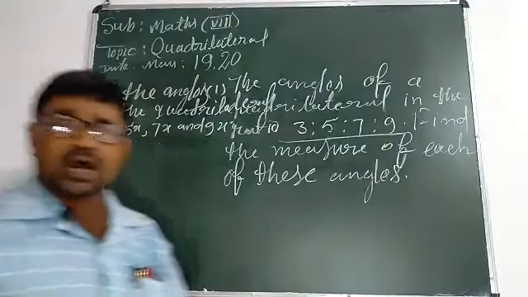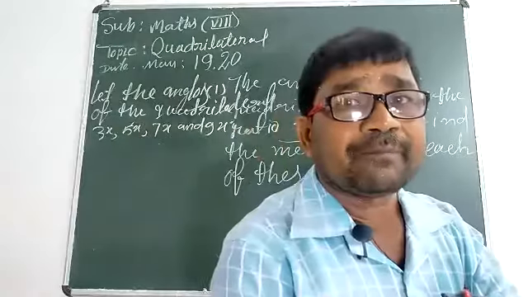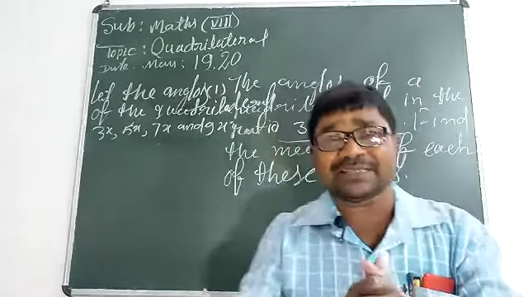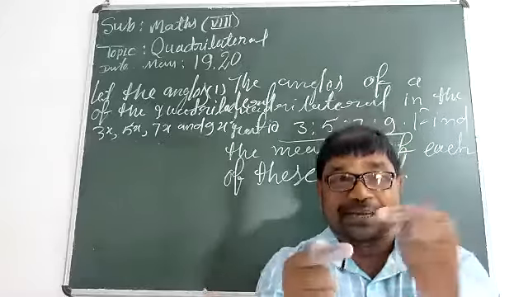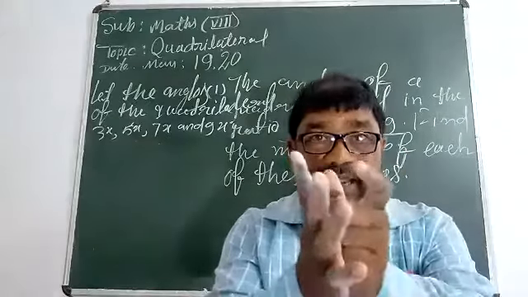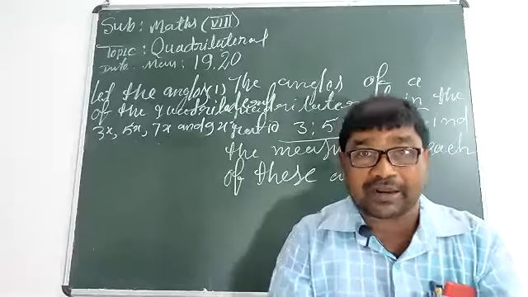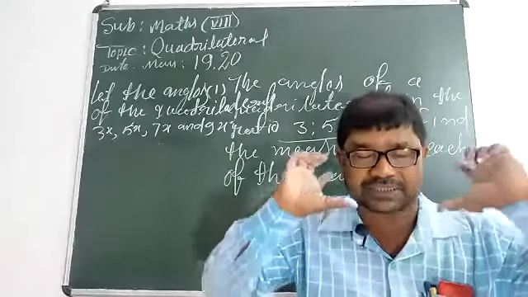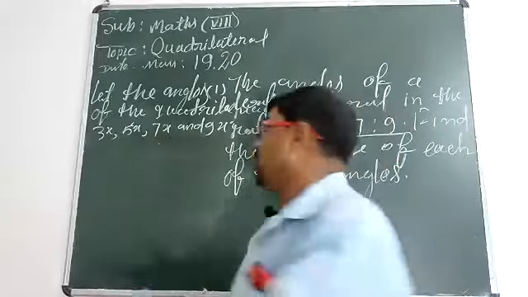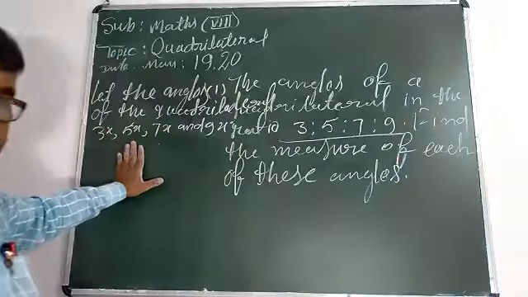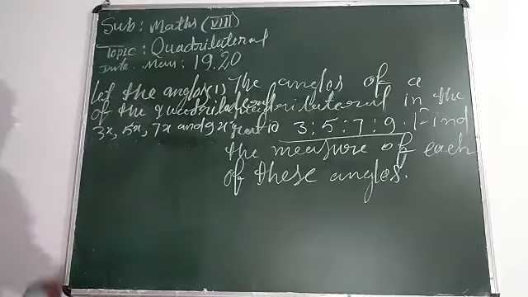Now you have a special policeman in your Thana. Thana means your concept collection, your collection of concepts. So take help: one policeman is the angle sum property of a quadrilateral.